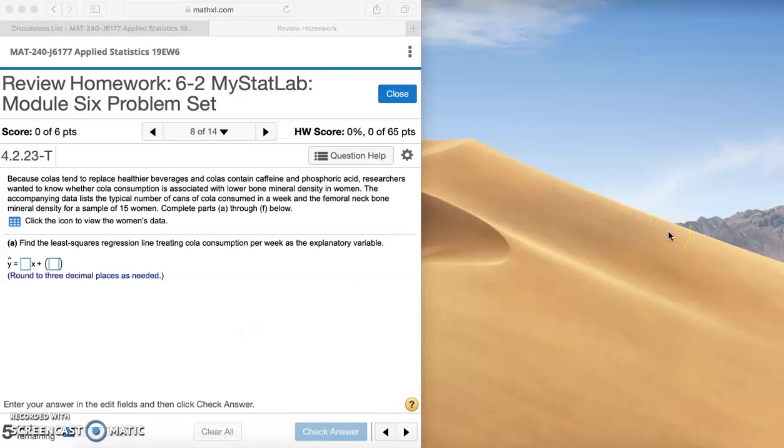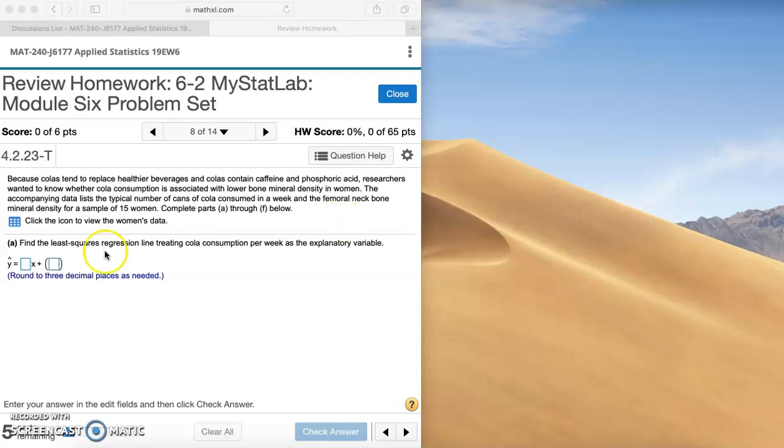Module 6, problem number 8. Because colas tend to replace healthier beverages and colas contain caffeine and phosphoric acid, researchers wanted to know whether cola consumed is associated with lower bone mineral density in women. The accompanying data lists the typical number of cans of cola consumed in a week and the femoral neck bone mineral density for a sample of 15 women.